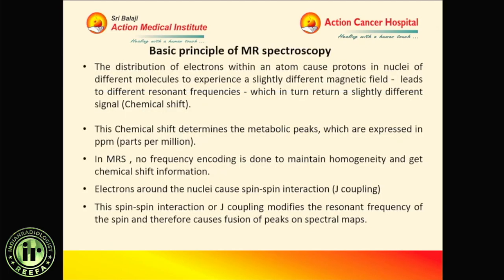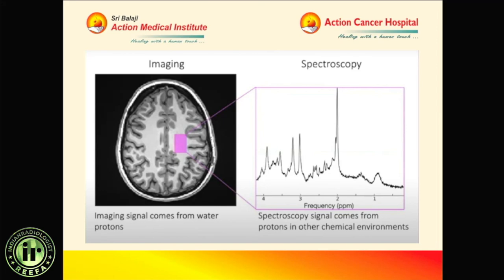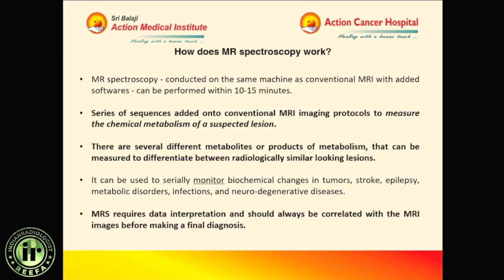So what is the basic principle of MRS? The distribution of electrons within an atom cause protons in the nuclei of different molecules to experience a slightly different magnetic field, which leads to different resonant frequencies, which in turn return a slightly different signal, which is called chemical shift. So this chemical shift determines the metabolic peaks, which are expressed in parts per million. As we can see here, in imaging, the signal comes from water protons. But in spectroscopy, the signal is coming from protons in other chemical environments.